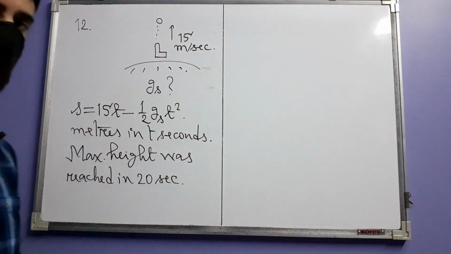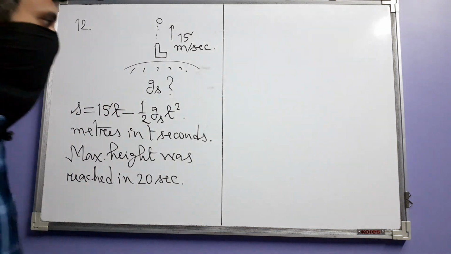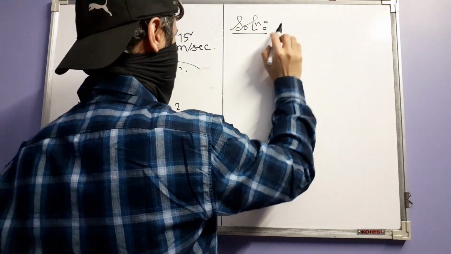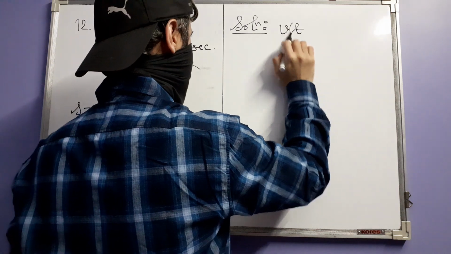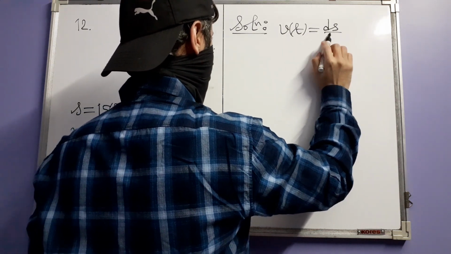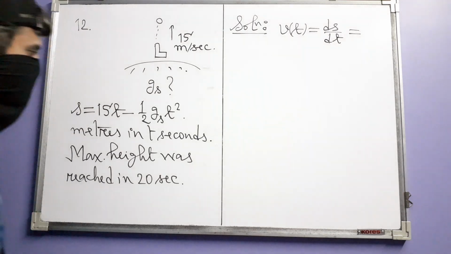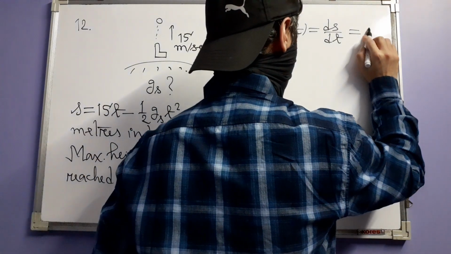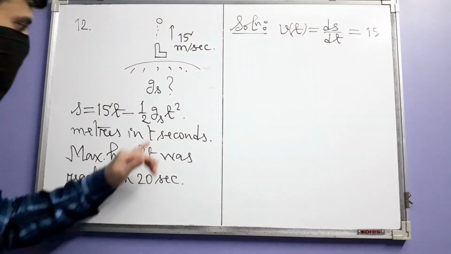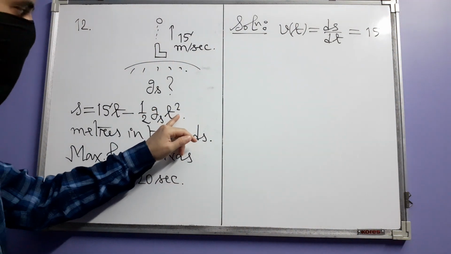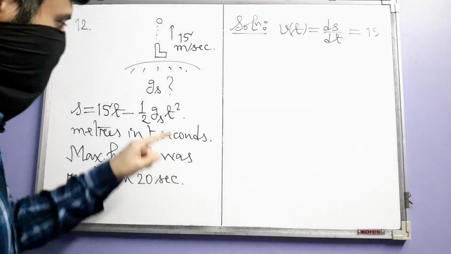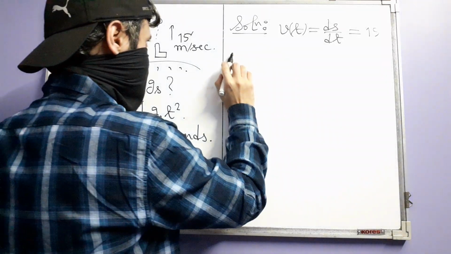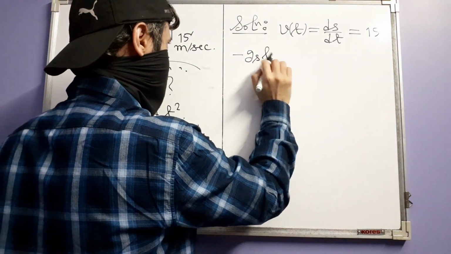We are given displacement, so we need to know the velocity first. And you are going to get that by differentiation. So V of t is ds dt. What will you get? From this term you are going to get 15. Gs of course is a constant. If you differentiate t square, you will get 2t. That 2 and this 1 over 2 will cancel each other. So that means you are getting gs t.